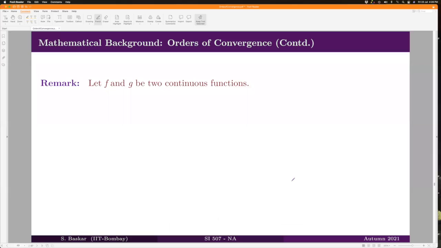So what is the intuitive idea behind big O and small o for functions? Well, the intuitive idea remains the same. In fact, from the definition, you can see that small o always implies big O.